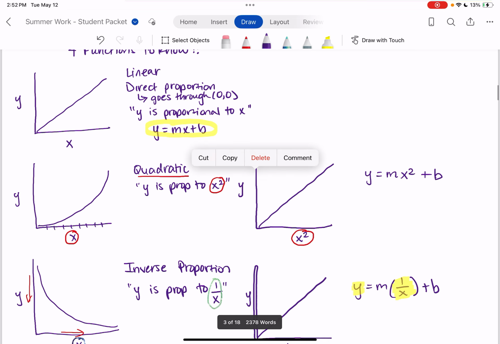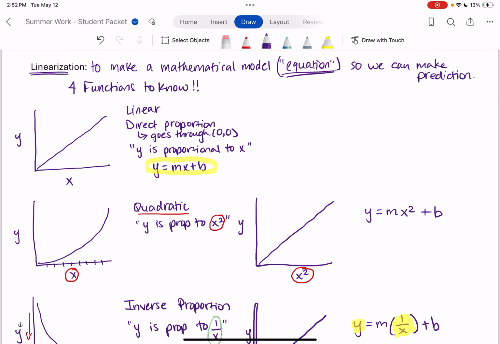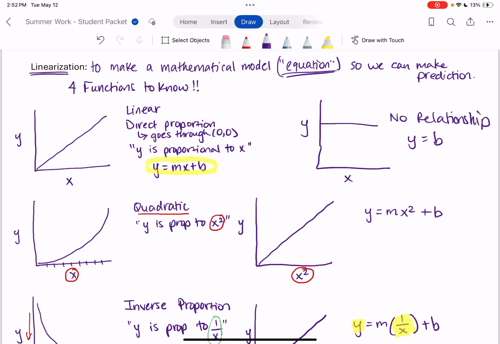So these are the 4 functions you need to know. One more, I guess like an honorable mention. If you see a graph like this, that is no relationship. And we would just say y equals b. Notice the slope is 0.